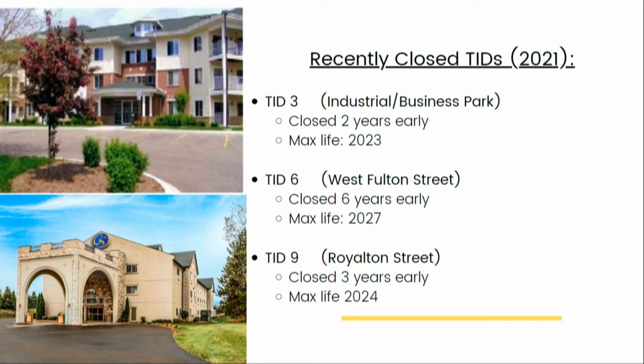Recently closed TIDs. These are the ones I just mentioned before. At the end of 2021, City Council voted to close TID 3. That closed 2 years early. The max life on that was out to 2023. TID 6, the West Fulton Street TID, out by Foxfire on the very west side of town, closed 6 years early. That had a max life of 2027. And TID 9, Royalton Street, I think it was one parcel, closed 2 years early. That had a max life of 2024.